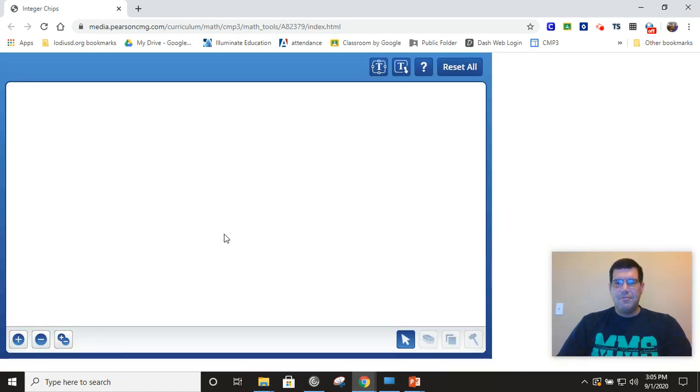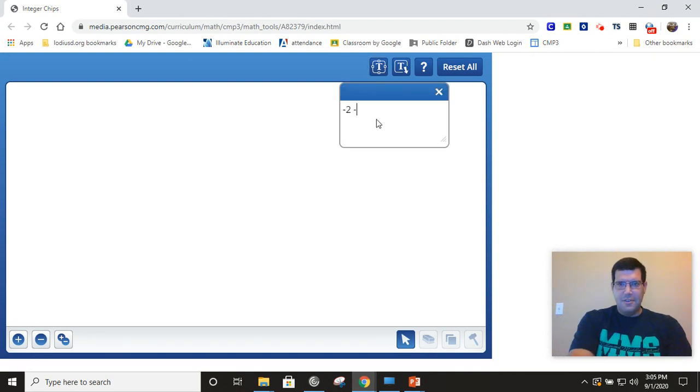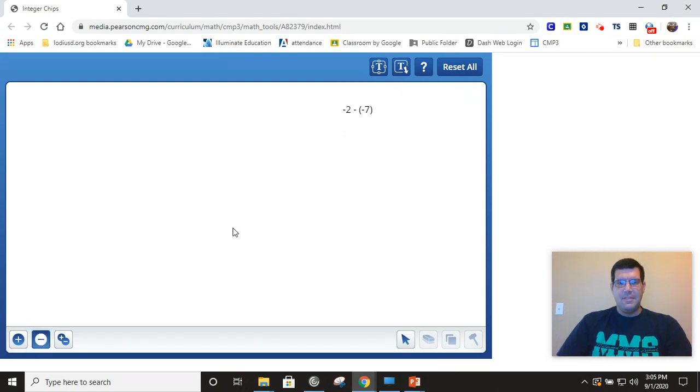Here's where it gets kind of tricky. Let's suppose we have negative 2 minus negative 7. Negative 2 means I start with 2 negatives. And then this means to take away 7 negatives. I have to remove 7 red chips from the board. I do not have 7 red chips to remove. I can't add 7 red chips because that would be negative 2 plus negative 7. This says to take away 7 red chips.